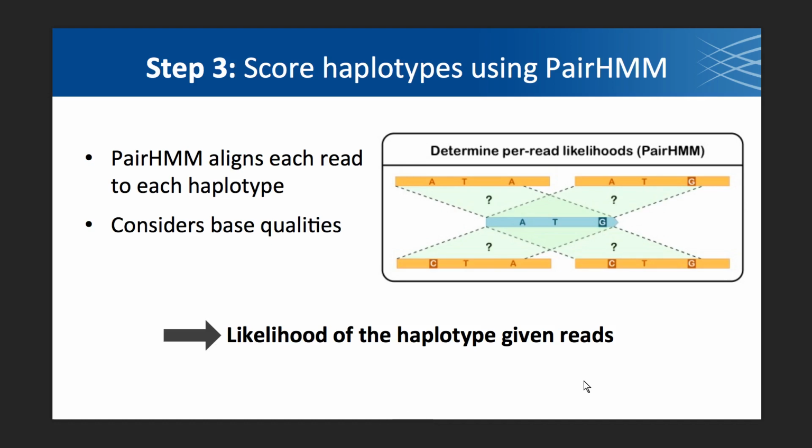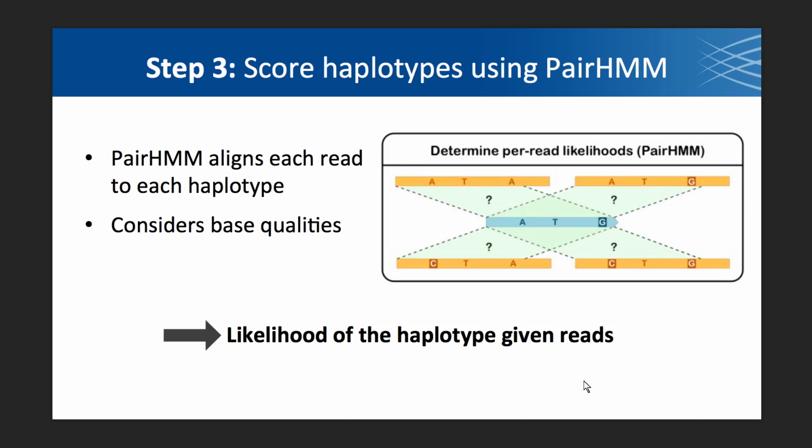So focusing still on this small active region of a couple hundred bases, we have done the local assembly. We've identified the candidate haplotypes that we think describe the variation in this region, and we're going to take each of our reads and find the likelihood that it was derived from each of those haplotypes. And so we use an algorithm called the pair hidden Markov model, or PairHMM, to do this.